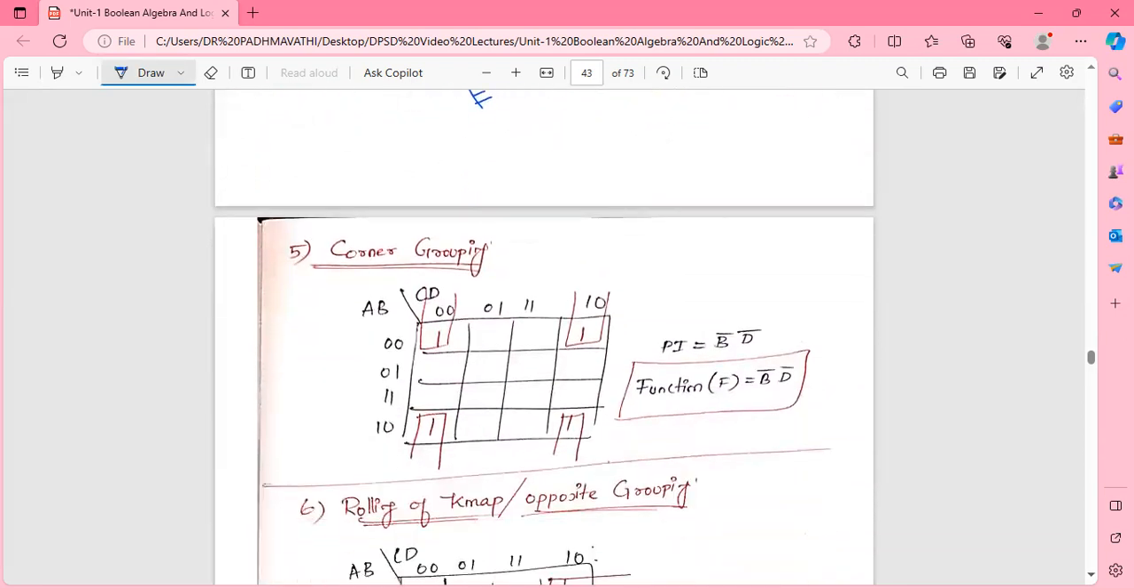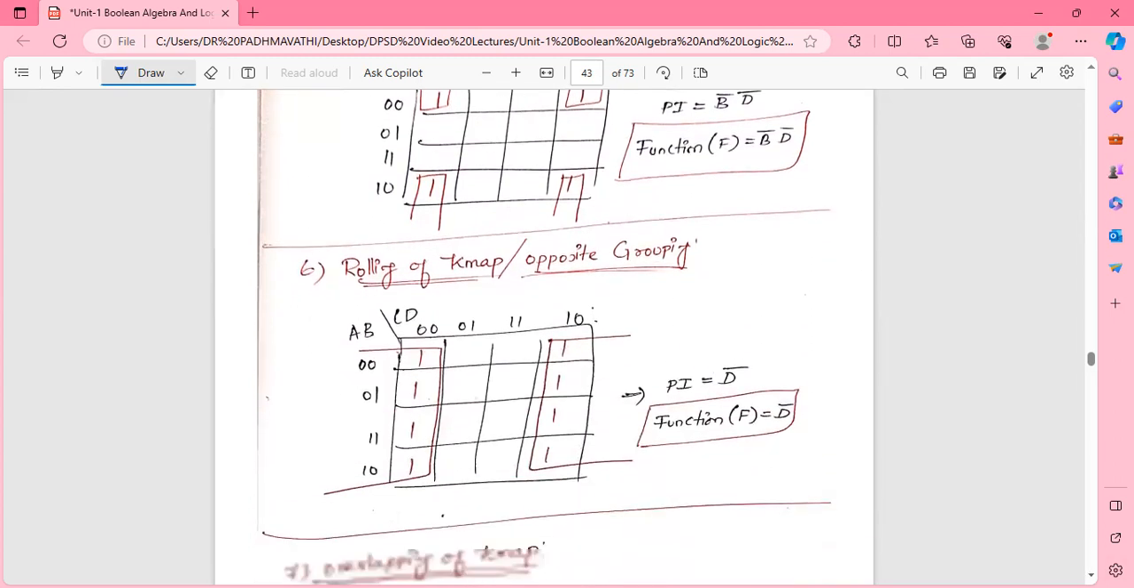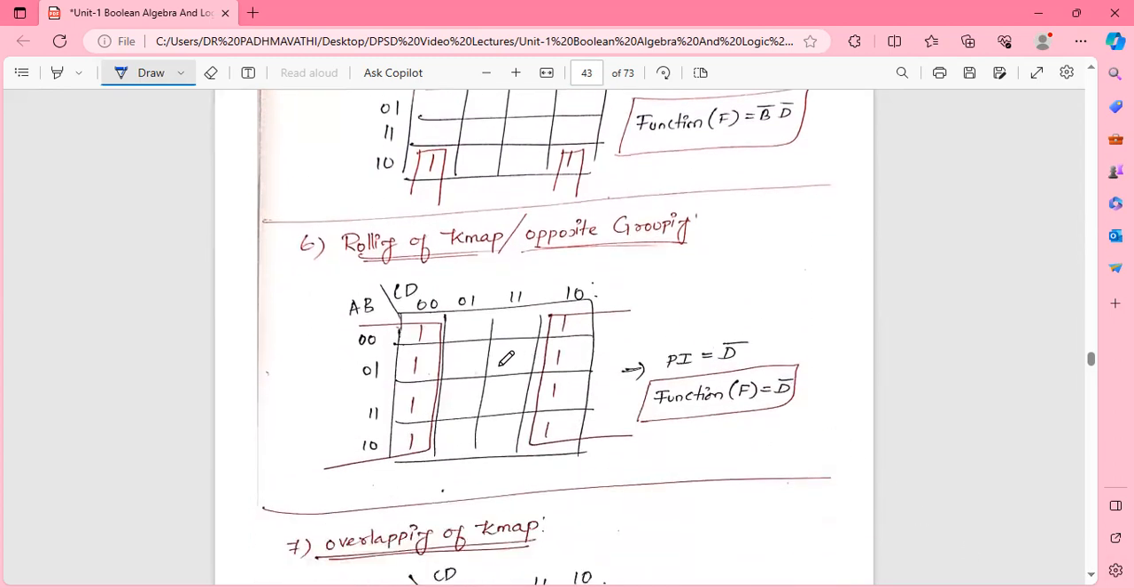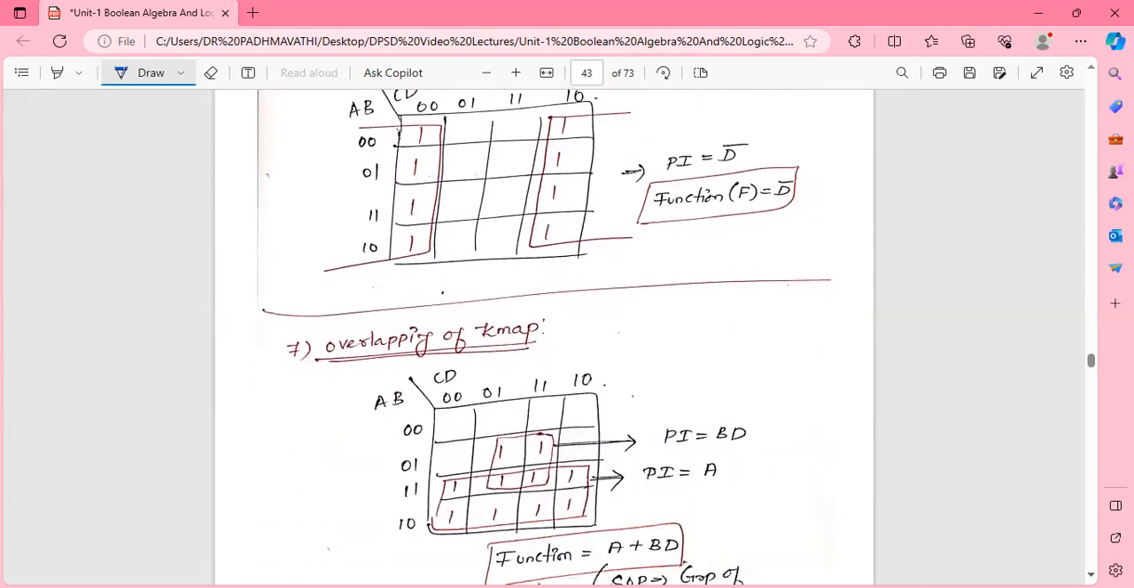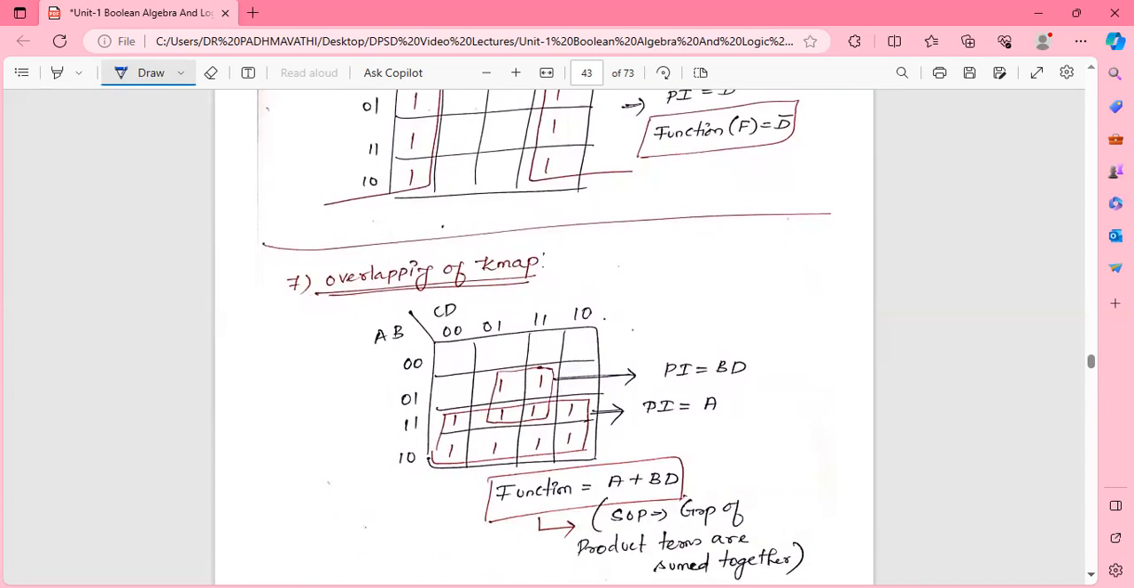The next one is called corner grouping. If your K-map has all four corners containing min terms, then it is possible to have a grouping like this. The next one is rolling. In this rolling, all this corner and this corner have min terms, so we may group them as a rolling or opposite grouping. And this is called overlapping of the K-map.